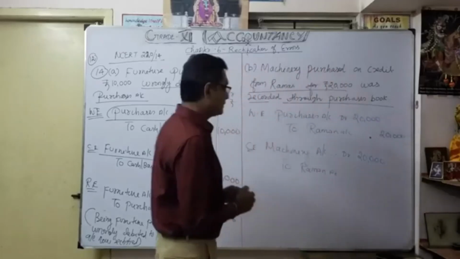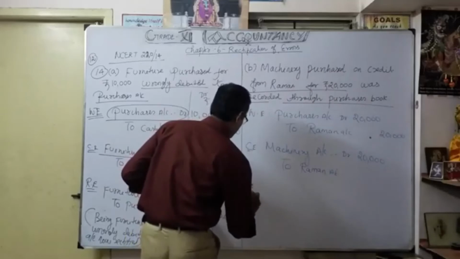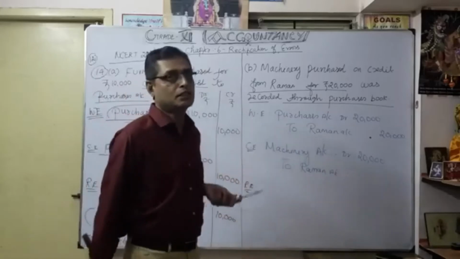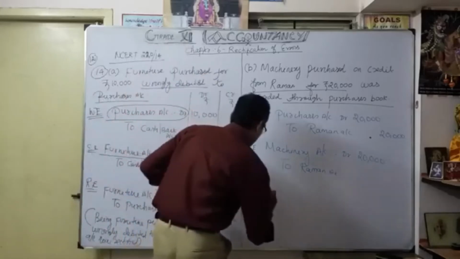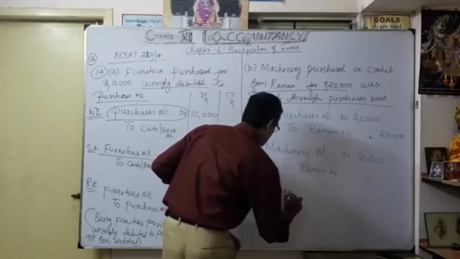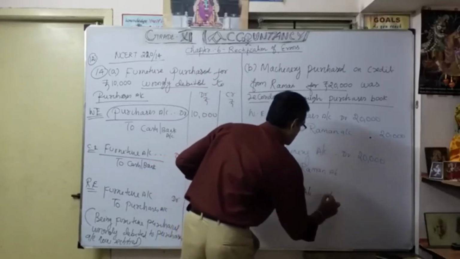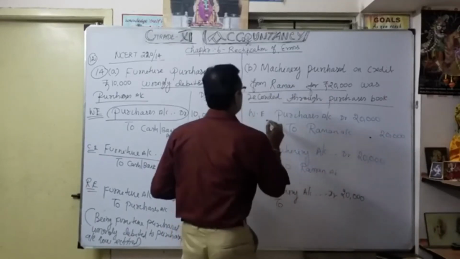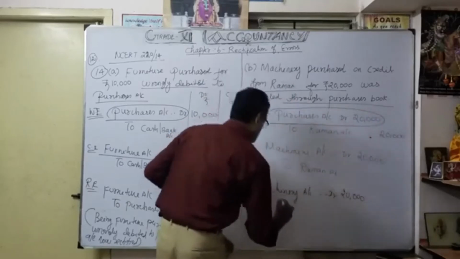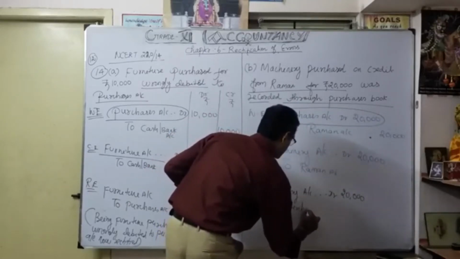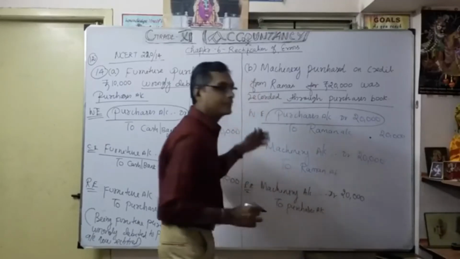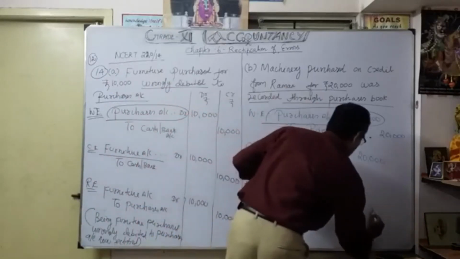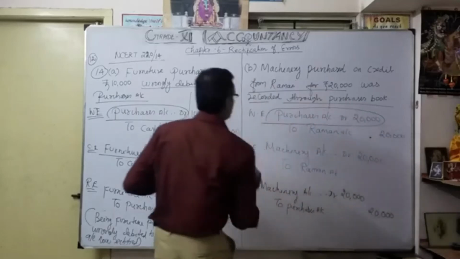Now, what is the rectification entry? You know very well. You are supposed to debit the machinery account only, instead of the purchase account. So machinery account debit 20,000, and I remove this part and credit the purchases account. Because earlier I wrongly debited it, now for rectification we credit purchases account 20,000.